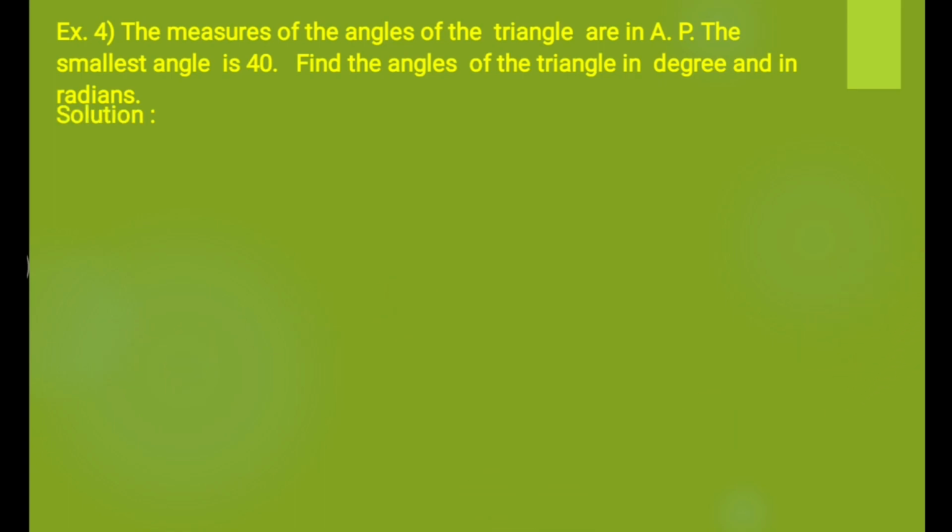Now see here, in the solution first we consider three angles as a minus d, a, a plus d. So a minus d is the first term, a is the second term and a plus d is the third term. That means if we take the difference we get the common difference as small d.